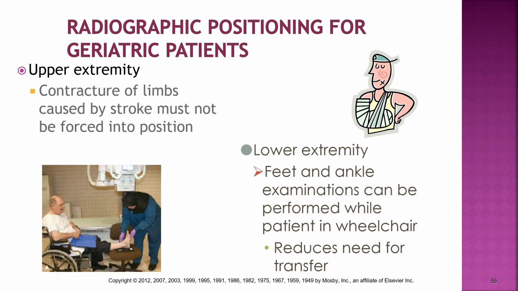Upper extremity, contracture of limbs caused by stroke. If a limb is paralyzed, it's going to atrophy and freeze in place. The joint space is going to seize up with arthritis, and the muscles are going to become guitar strings and bridge cable. If you try to straighten a contracted limb, you will tear the bicep. Don't do it. Okay? Never try to straighten out a contracted limb. Just shoot what you have.